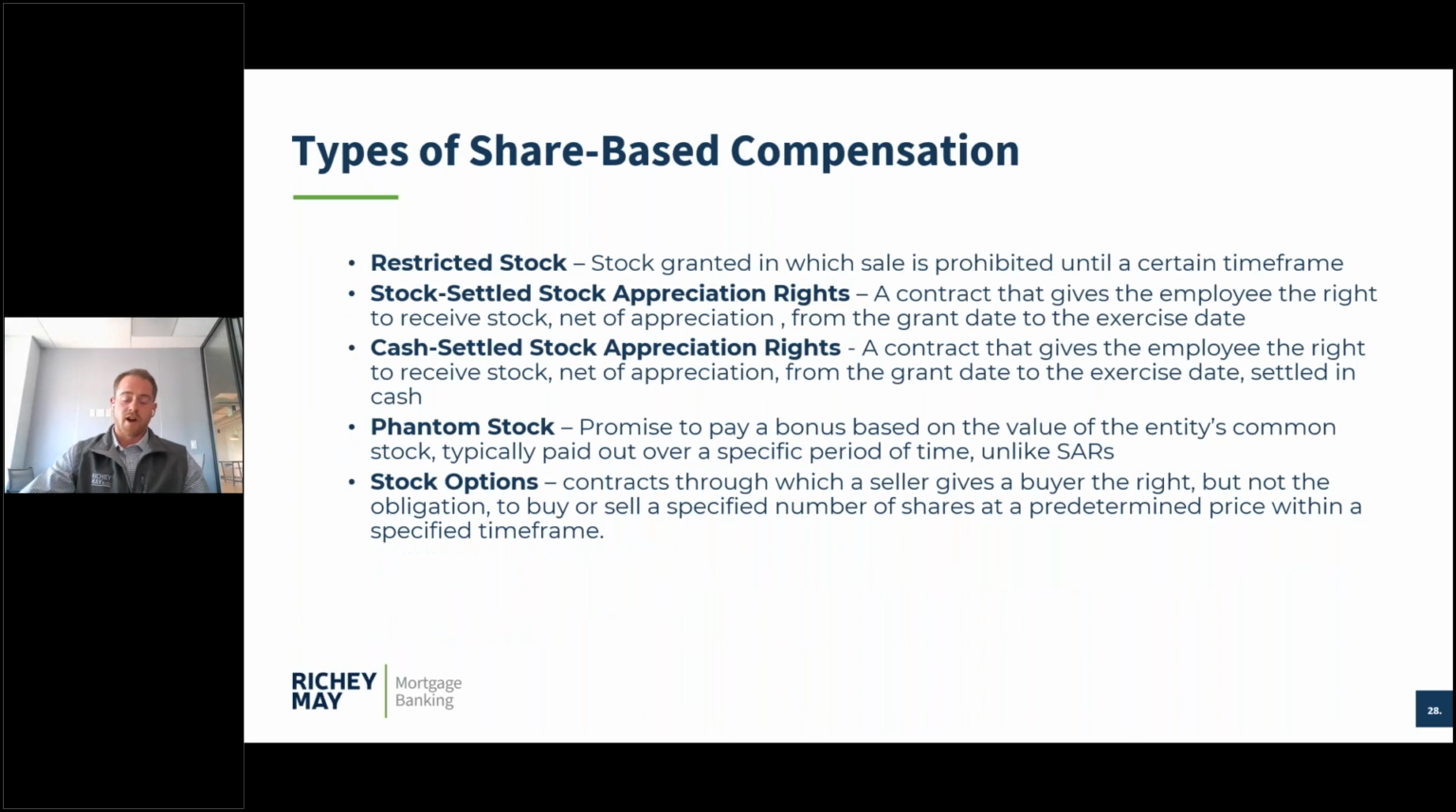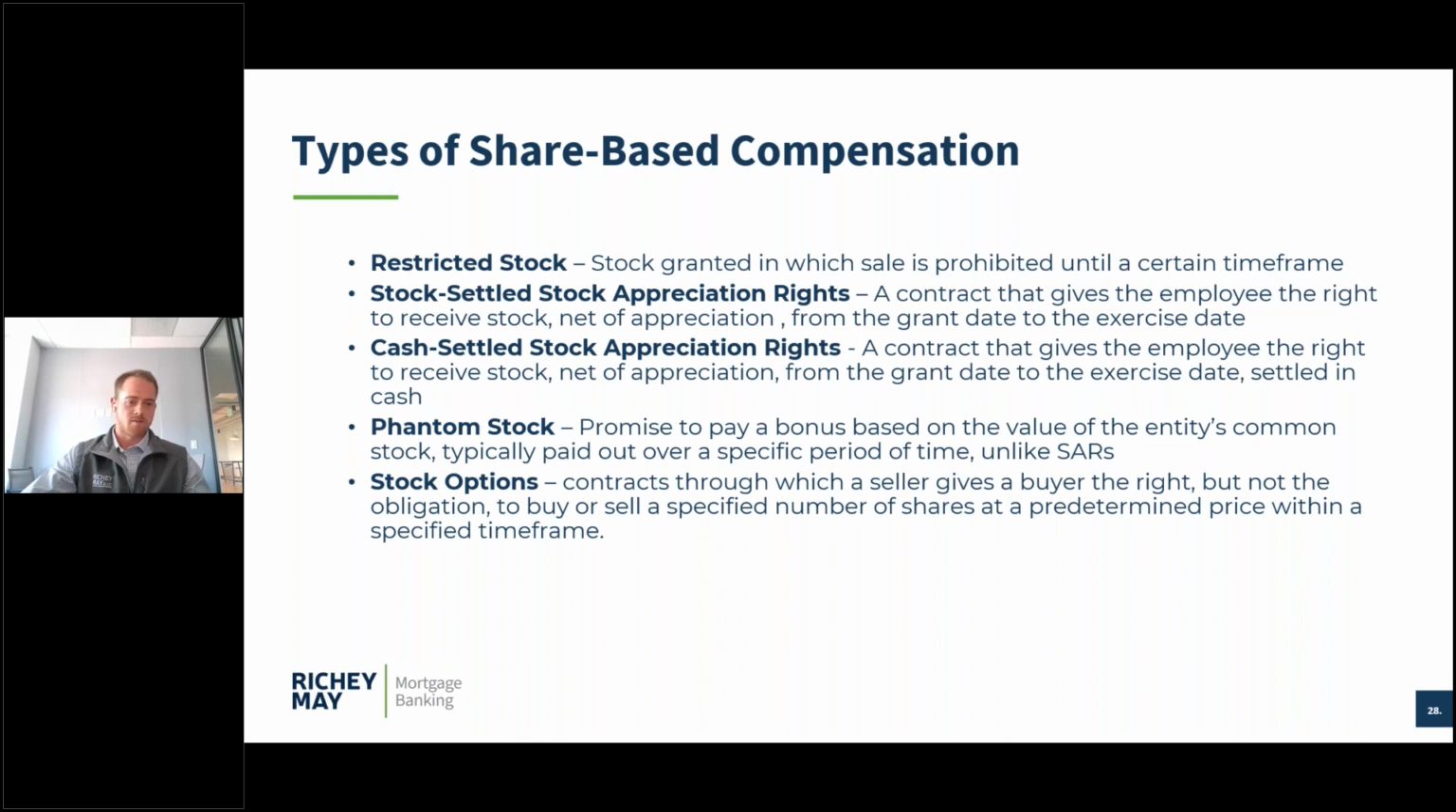Now, there are various different types of share-based compensation, but we wanted to share with you five that we typically see, or we feel that we see more commonly. The first is going to be restricted stock, which is stock granted in which the sale is prohibited until a certain time frame. The next is stock-settled stock appreciation rights, which is a contract that gives the employee the right to receive stock net of any appreciation from the grant date to the exercise date. Similarly, we have cash-settled stock appreciation rights, which is the same, although the difference is it's settled in cash instead of stock.